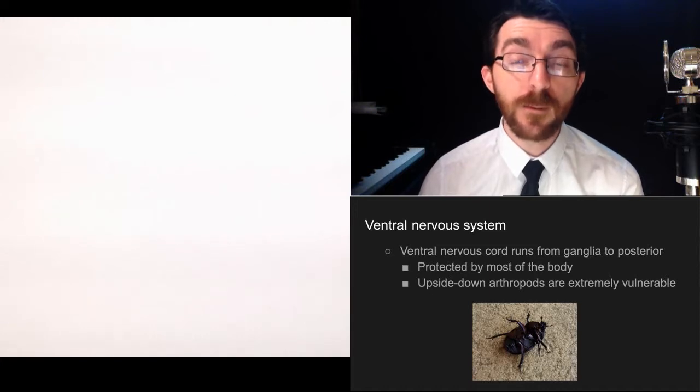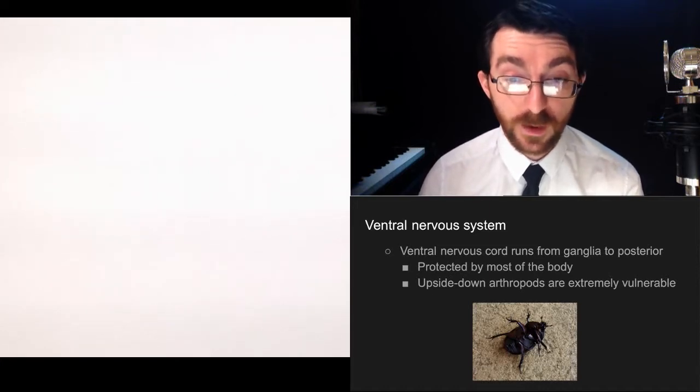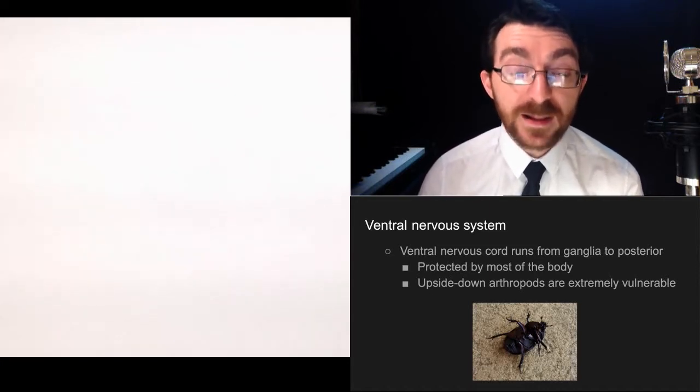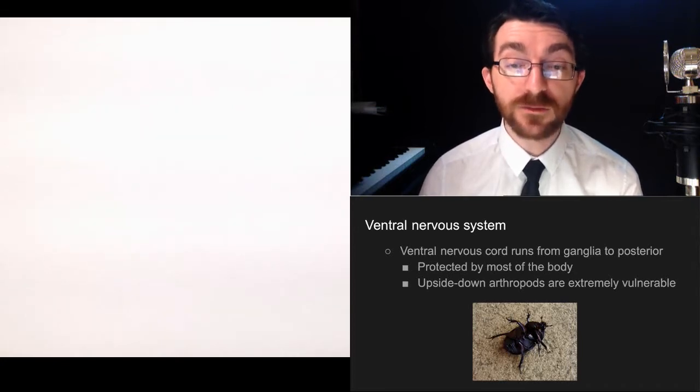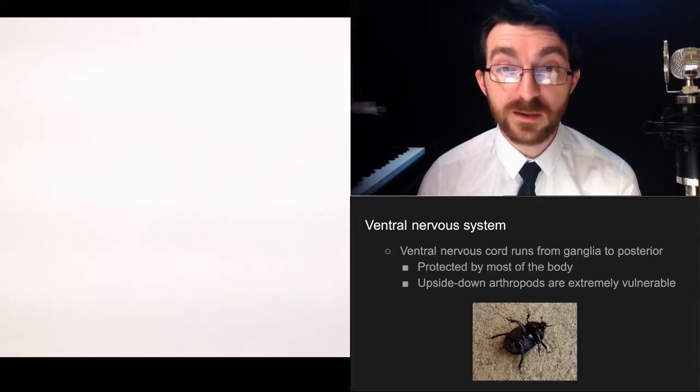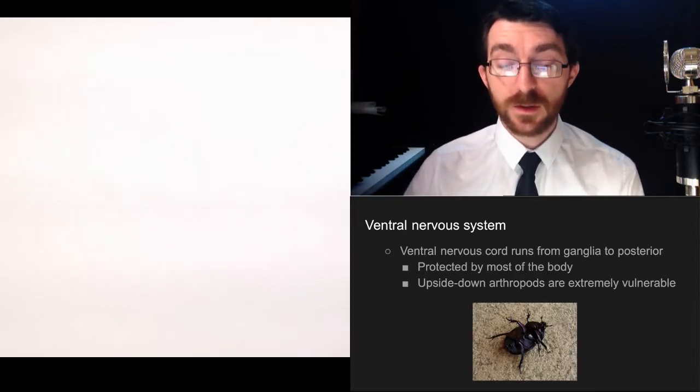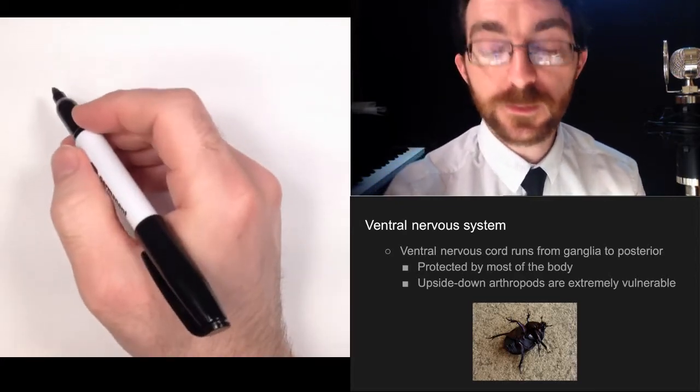Remember that ganglia are bundles of nerve tissue. So being on its belly, it's protected by most of the body. And so that means upside down arthropods are extremely vulnerable. So they have a nervous system on their ventral side.